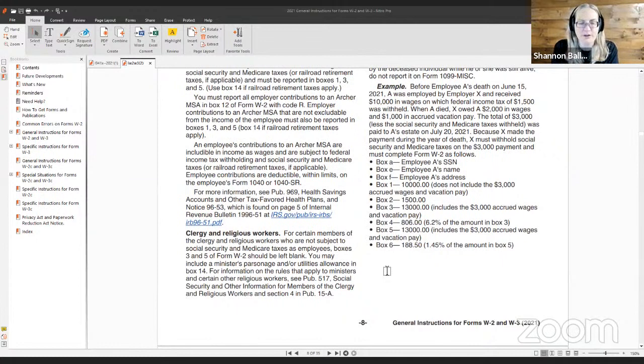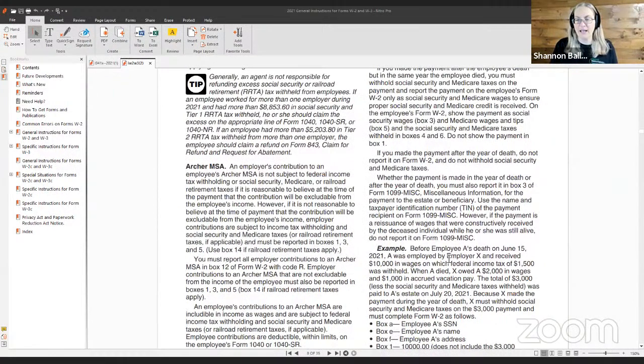Clergy and religious workers. For certain members of the clergy and religious workers who are not subject to Social Security and Medicare taxes as employees, boxes 3 and 5 of Form W2 should be left blank. You may include a minister's parsonage and/or utility allowance in box 14. For information on the rules that apply to ministers and certain other religious workers, see Publication 517, Social Security and Other Information for Members of the Clergy and Religious Workers, and section 4 in Publication 15-A.